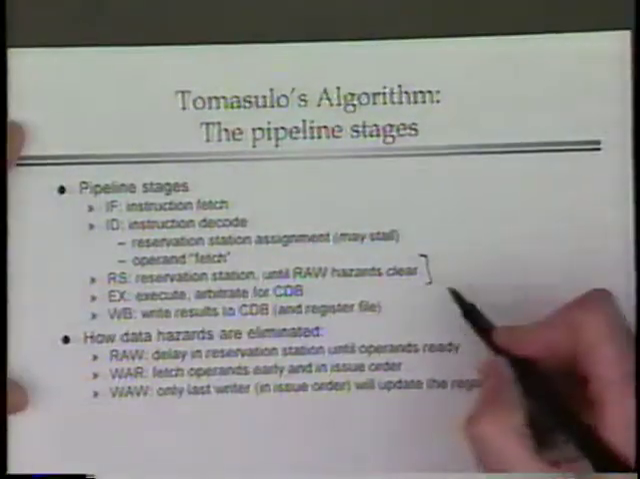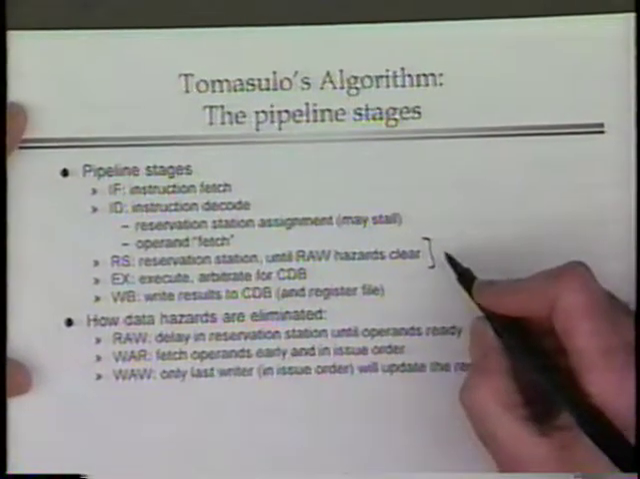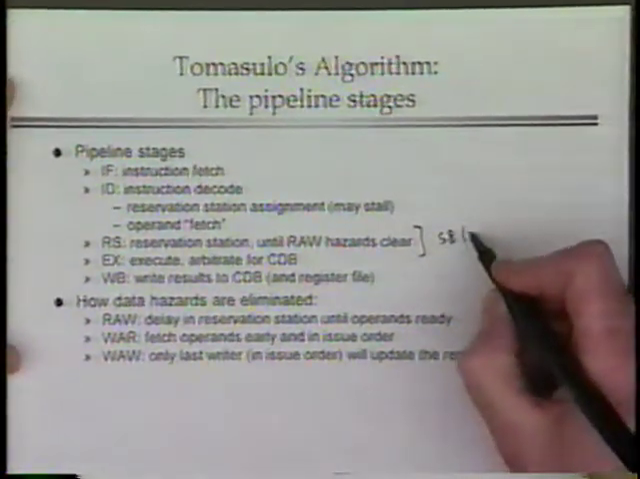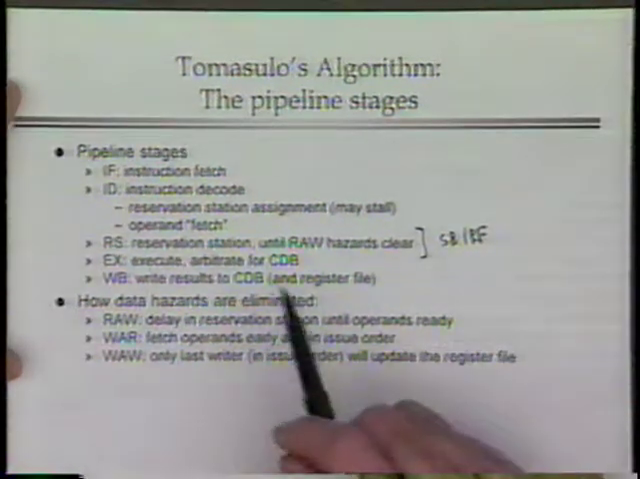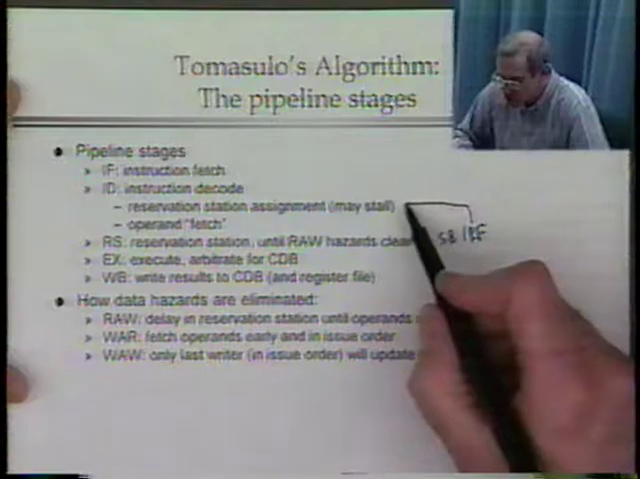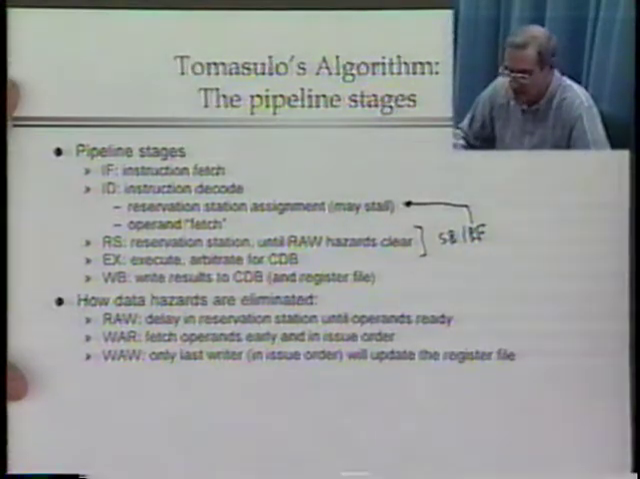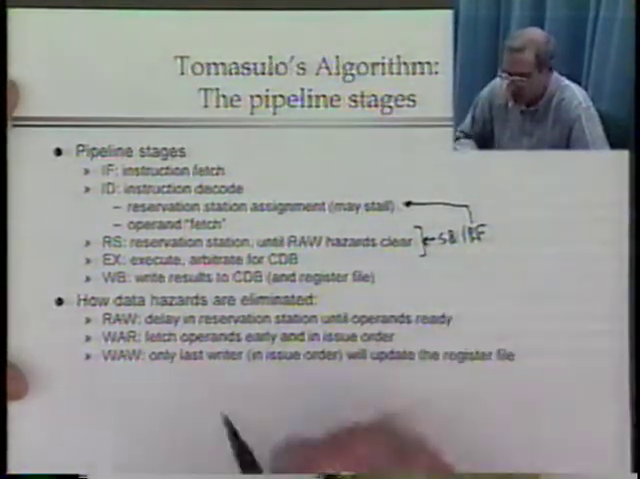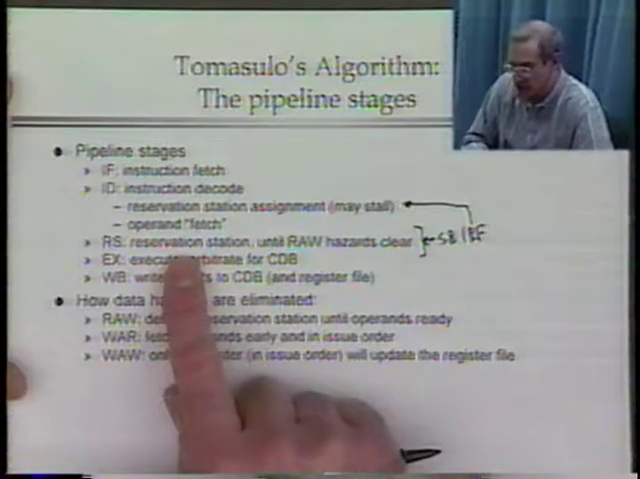Okay, let's look at the pipeline stages for a machine that might use Tomasulo's algorithm. Basically what's happened is that we've taken what used to be the scoreboard and register fetch stage and essentially put register fetch into instruction decode like it was with DLX, and done the scoreboarding function during the reservation station phase.